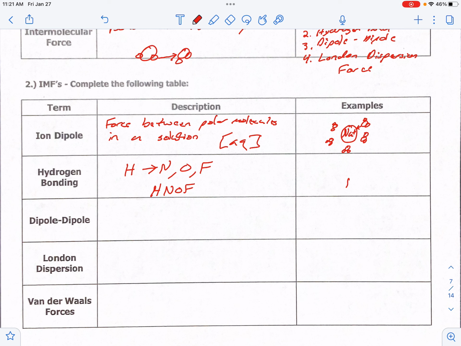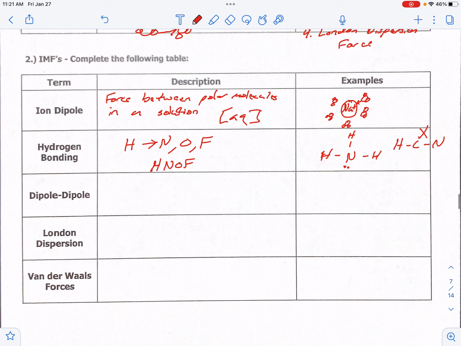So an example would look something like this. This is actually NH3. I can tell this is polar because it's unbalanced, and I have a hydrogen bonded to a nitrogen. Now say I had something like HCN. I have N and I have H, but they are not bonded to each other. Carbon's actually the one in the middle, so this would not count.